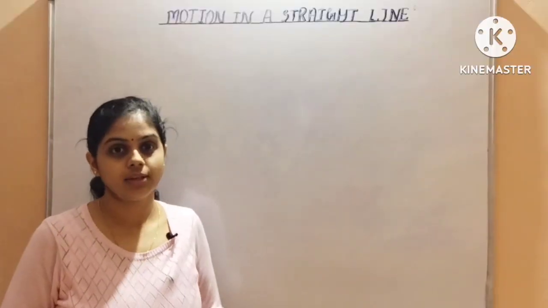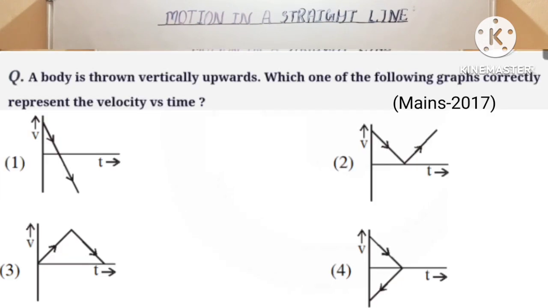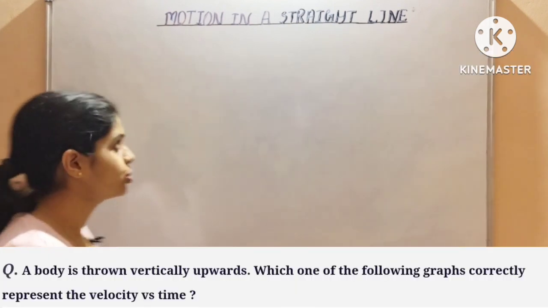Let us go for next question. The question is like this. A body is thrown vertically upwards. Which of the following graphs correctly represents the velocity versus time? Let us see the solution.